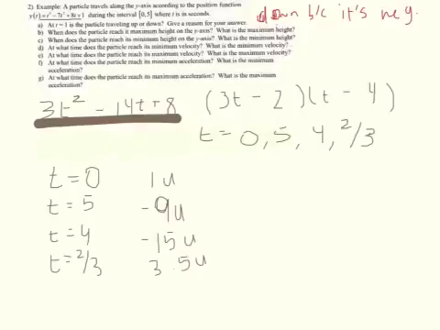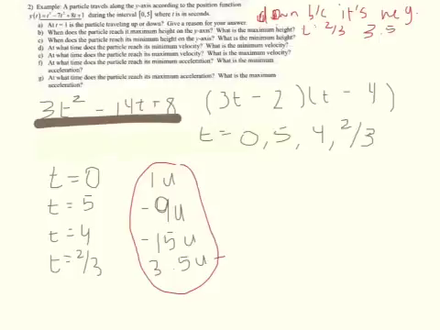Now that I know all of these answers, the first question is asking for the maximum. So to find the maximum, we just look at our answers for this part right here, and the largest number is the maximum height. The largest number here is 3.5. So they're asking for when and what is the maximum height. So when would be t equals 2/3, and the maximum height would be 3.5 units.